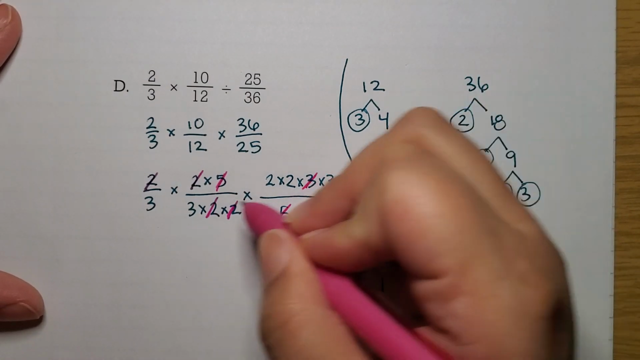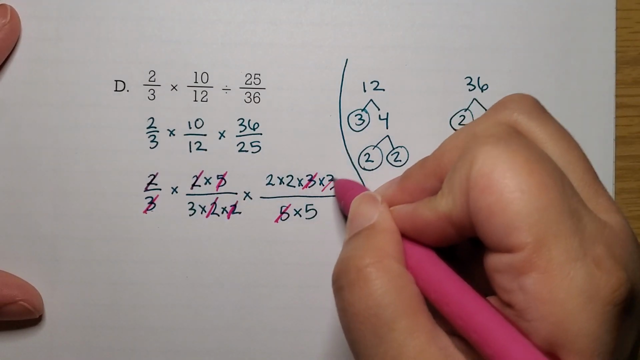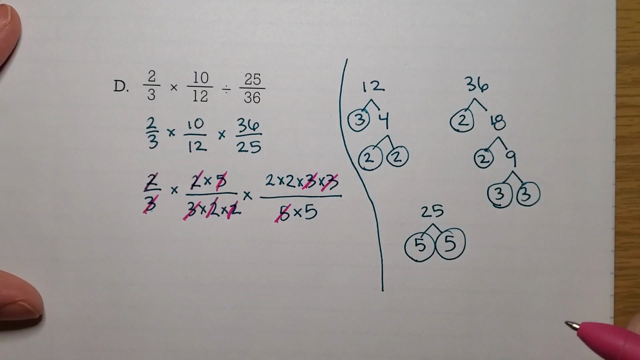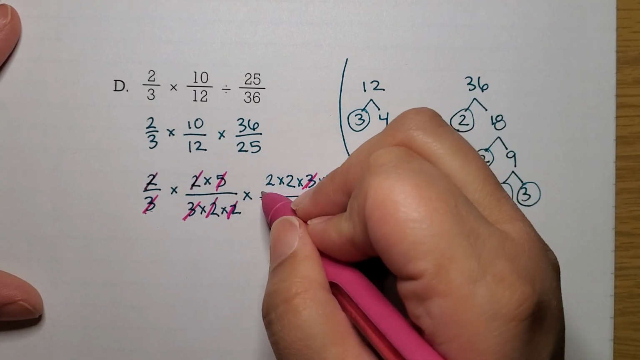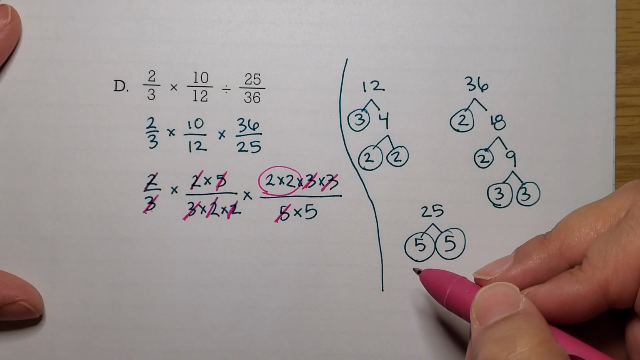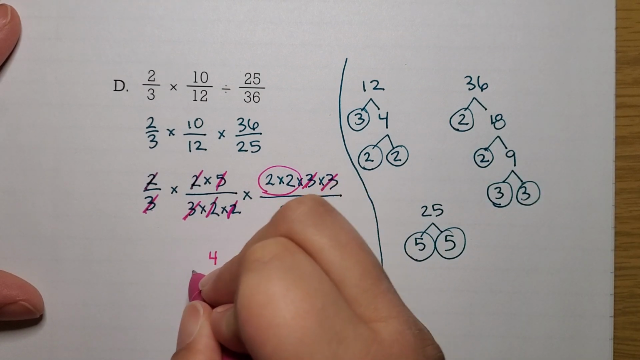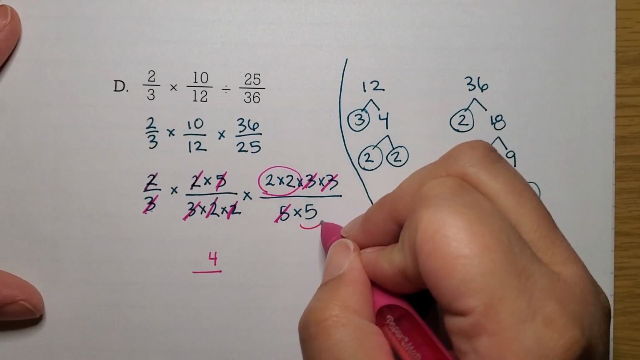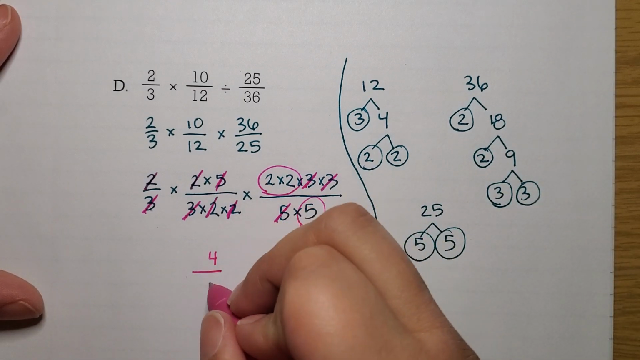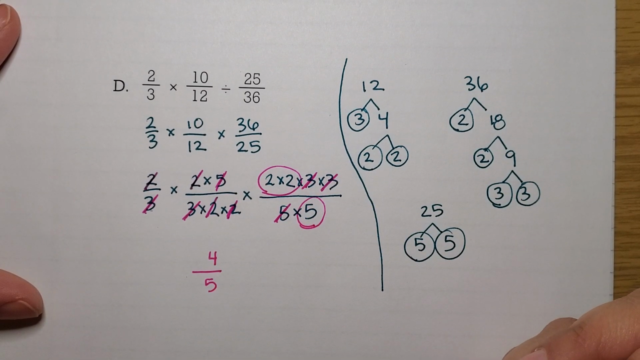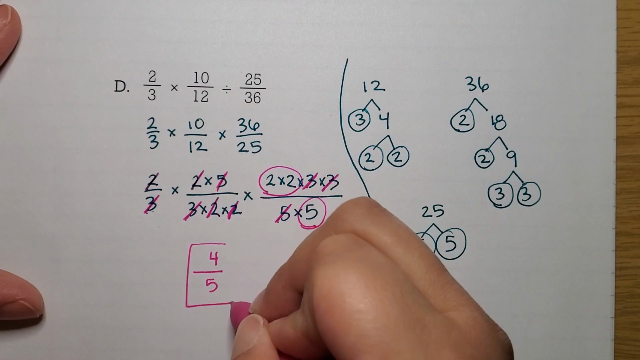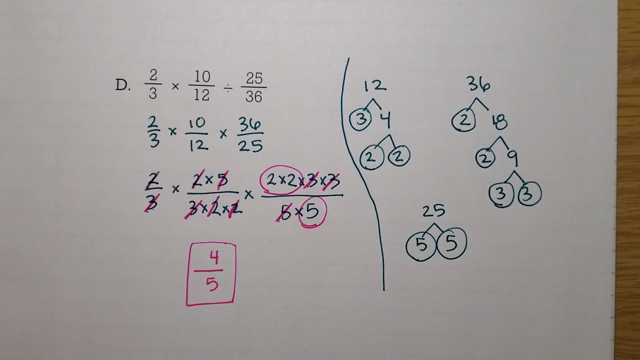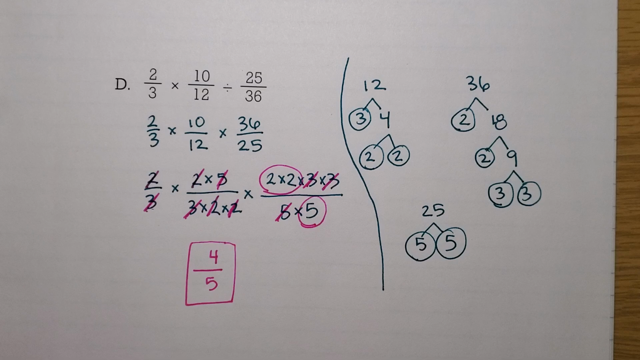Oh, cool. And it looks like both of these 3's are going to cancel out as well. So in the end, we have 2 times 2 in the top, which is 4, and just a lonely 5 in the bottom. So we get 4/5. And if I compare that against my work from before, that's also what we got last time.